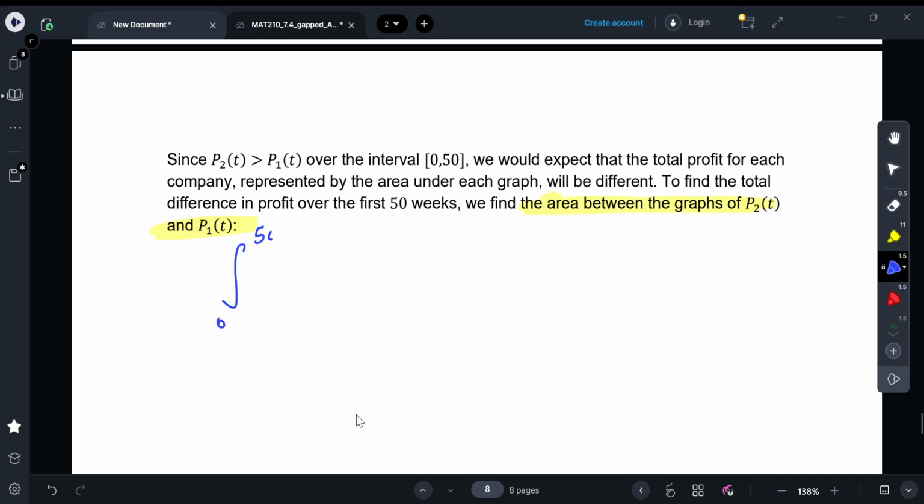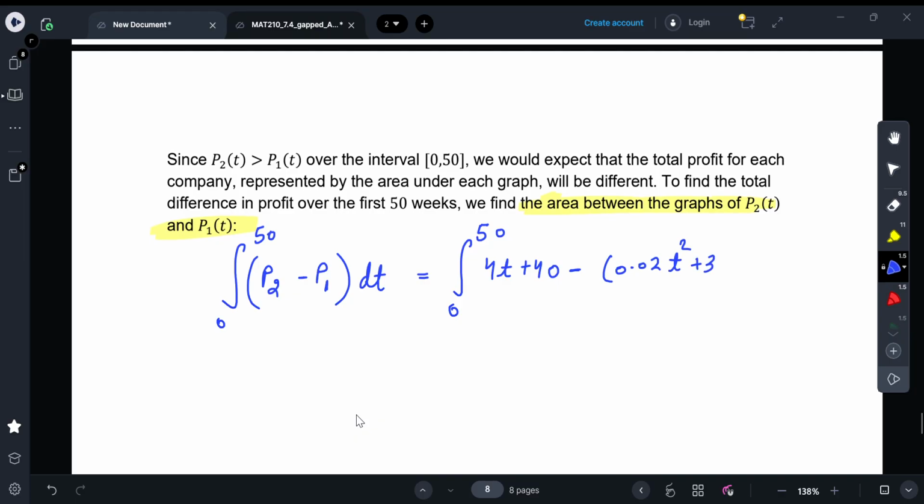So I set up the intervals 0 to 50. Because P2 is higher, P2 goes first. And you see the variable of interval is time t in weeks. So let's copy the functions from the given question. P2 was 4t plus 40, subtract 0.02 t squared plus 3t plus 4, and the whole thing dt.